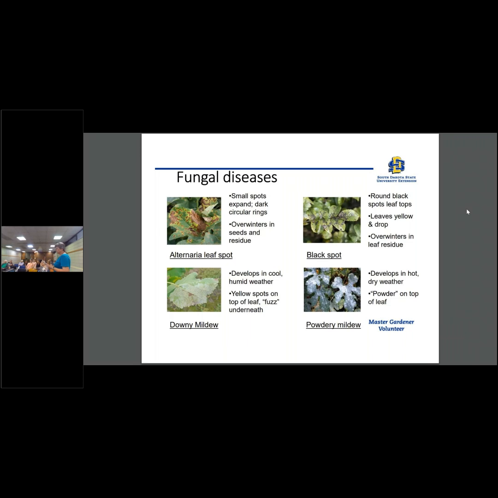Alternaria leaf spot affects cabbage, cauliflower, broccoli, Brussels sprouts, and turnips, the cruciferous vegetables. It also affects the cucurbits, which are your cucumbers, cantaloupe, watermelon, squash. And it affects eggplants and peppers. So this one affects most of the stuff in your garden. It has small spots that expand. You can see how they've expanded in that, I think that's a cucumber leaf. And it's taking out most of the leaf of the plant by now.